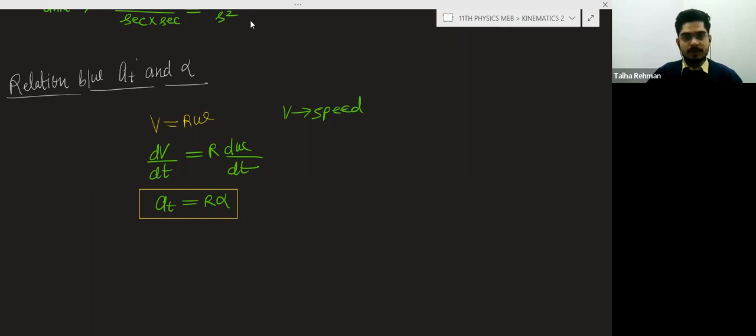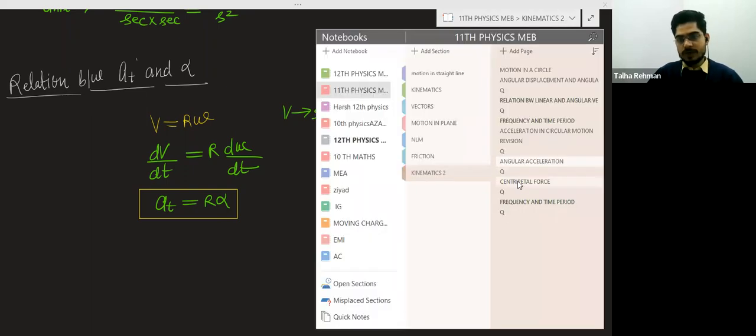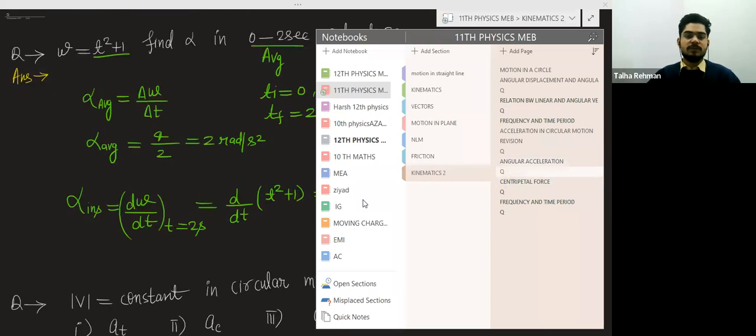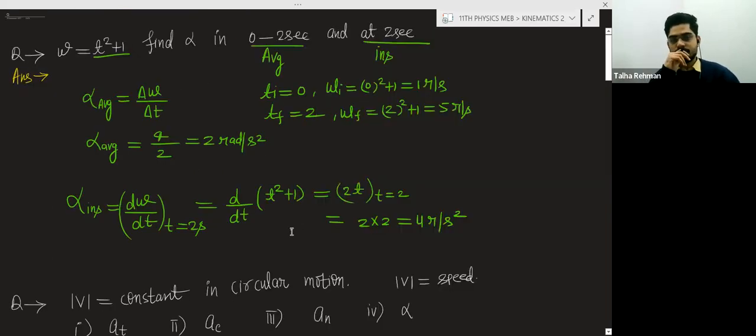Hiba, complete it. Okay, so now you can write this. So in this question, the angular velocity is a function of time, meaning with time the angular velocity of the particle is changing.